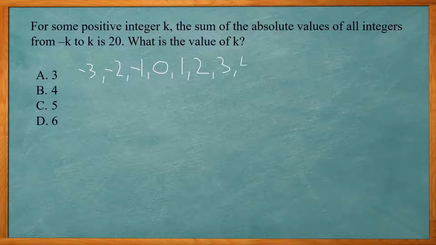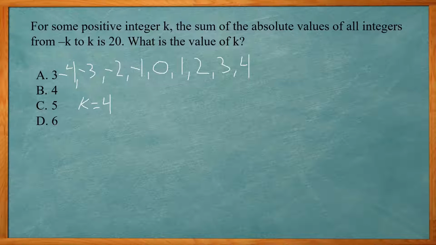Let's try 4 and negative 4. All right, 4 plus 3 plus 2 plus 1: 7, 9, 10. And then the other side is going to give you 10. So that's going to add to 20. So k will equal 4.